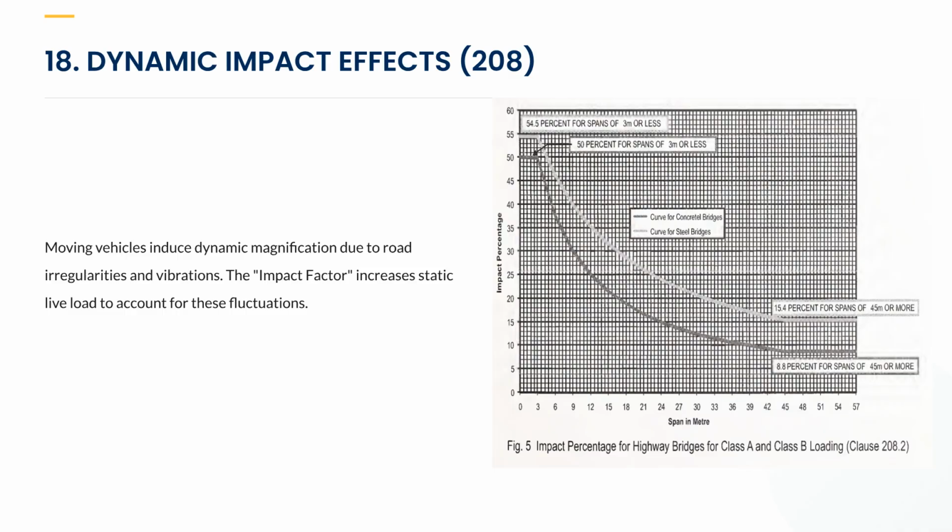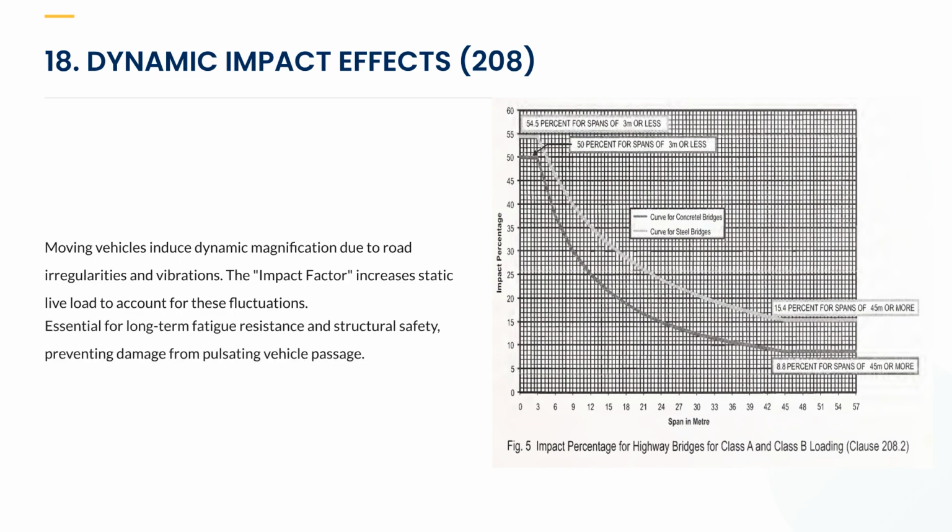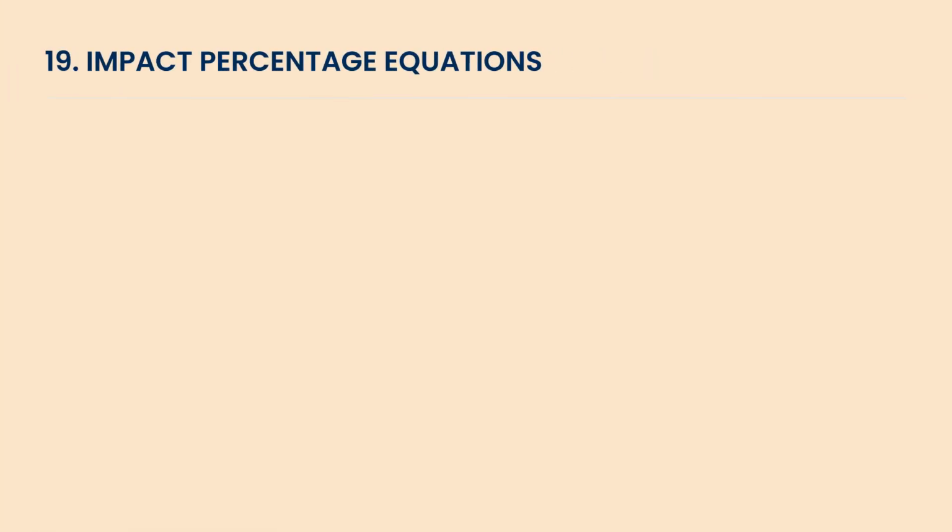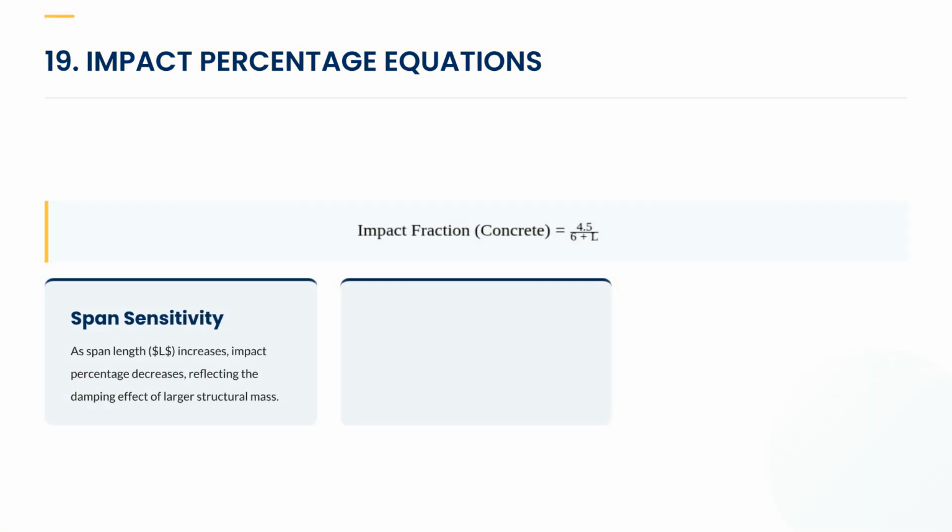Moving vehicles induce dynamic magnification due to road irregularities and vibrations. The impact factor increases static live load to account for these fluctuations, which is essential for long-term fatigue resistance. Impact percentage equations are span-sensitive. As span length increases, the impact percentage decreases.